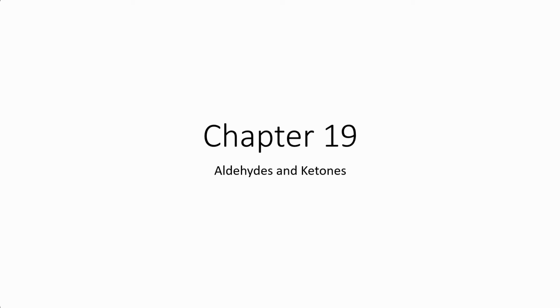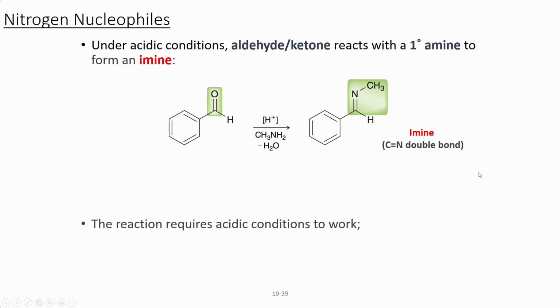Hello. Today we will be covering the second half of Chapter 19, Aldehydes and Ketones. So first, we're going to begin with looking at nitrogen nucleophiles. During the first portion of the Chapter 19 lecture, we looked at oxygen nucleophiles, and today we'll be looking at a variety of other nucleophiles: nitrogen, sulfur, carbon, for example.